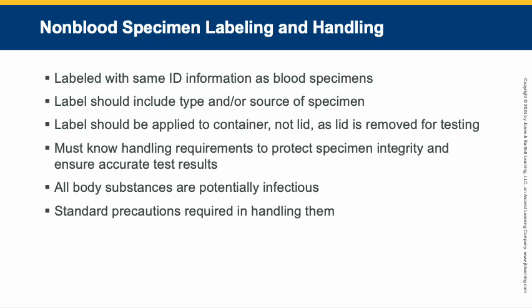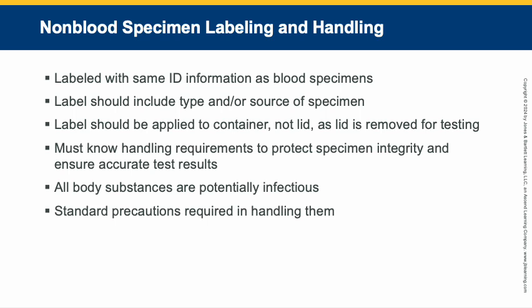This labeling part, it needs to be labeled with the same ID information as blood specimens. Although some of them have various other kinds of handling requirements, you've got to know what those handling requirements are, but they do need to have the same basic patient identification. The label should include the type and source of the specimen. It should also be applied to the container. That's important. Highlight, underline. If you're taking notes, make sure you note that.